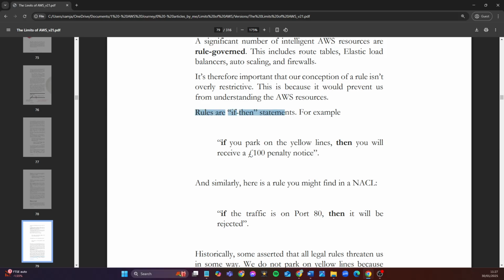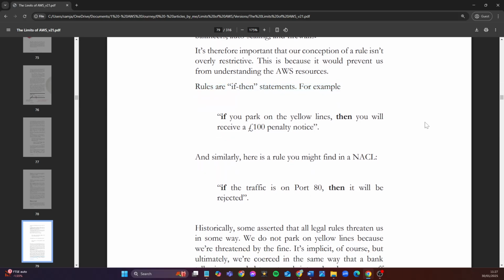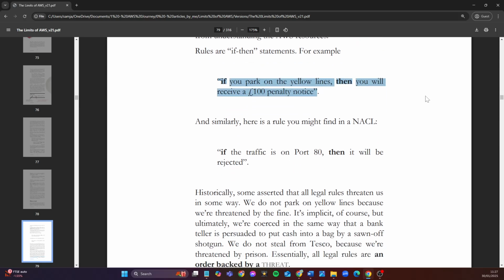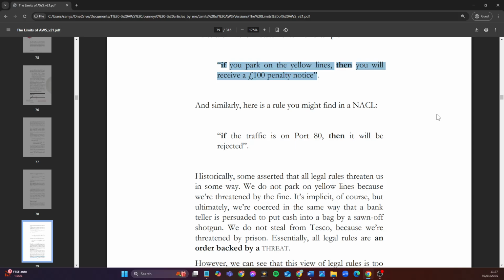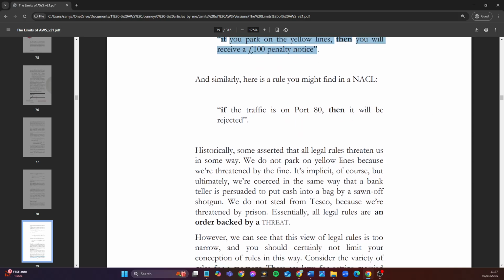Rules are if-then statements. For example, if you park on the yellow lines, then you will receive a £100 penalty notice. And similarly, here is a rule you might find in an ACL, a network access control list. If the traffic is on port 80, then it will be rejected.